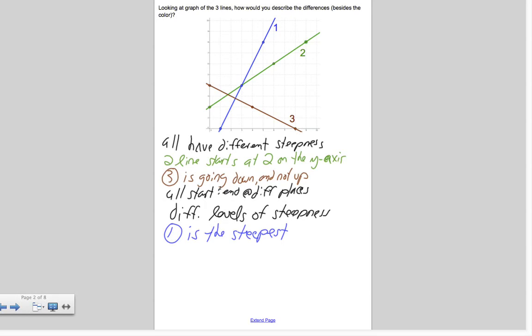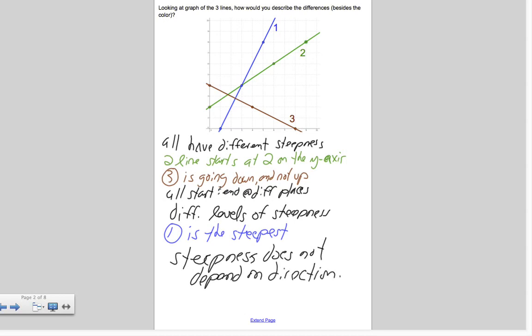But steepness can be like down or up. Okay, so steepness really doesn't matter which direction, right? It's going up or down, but it's how fast it goes up or down. So another point is that steepness does not depend on direction. Okay? Any questions on that?